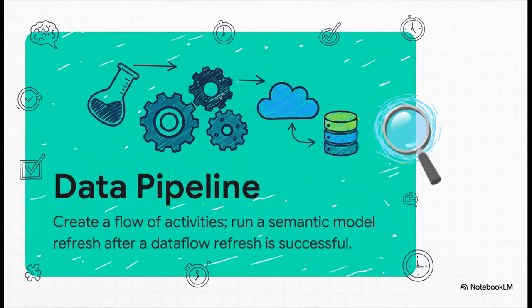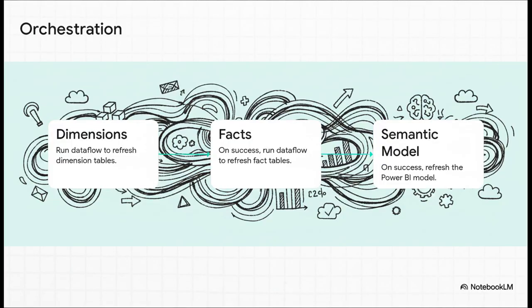It's basically an orchestrator. And the best analogy is that it's like an air traffic controller for all of your data jobs. You tell it what to run, when to run it, and what it should do if something succeeds or if it fails. And as you can see here, it becomes incredibly simple. You can just visually lay it out. First, run the dimensions data flow. If that succeeds, go ahead and run the facts data flow. And only if that one succeeds, kick off the Power BI model refresh. Problem solved. No more crossing your fingers and hoping for the best.